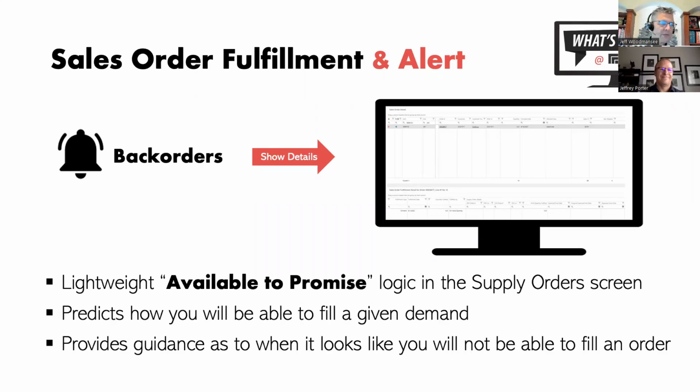But we use a sort of lightweight available to promise logic in the supply order screen to suggest when we think and how we think you will fulfill that order that has not yet been fulfilled, whether that's an on-hand quantity that you currently have, or whether that's an open supply order that's coming in 2 weeks, and we think you will fulfill it then. So Jeffrey will jump into the application and walk you through that split screen.